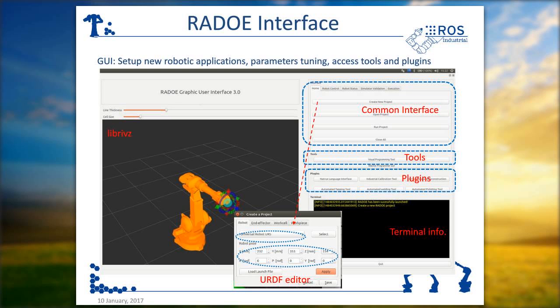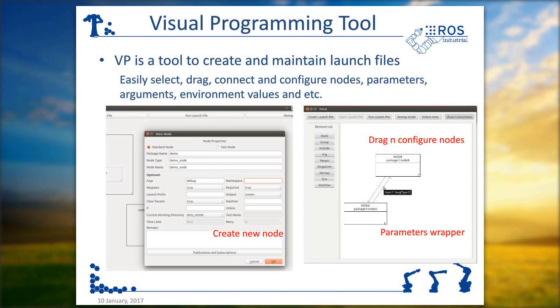We use RVIZ to show the URDF model of the robot. Below this dialog, we have 4 steps where you can select the different robot you want to use, for example UR5, UR10, or an ABB robot. You can choose different end effectors, work cells or work pieces, and you can configure them to the location you want. All this is done through a URDF editor we have developed in RADOE.